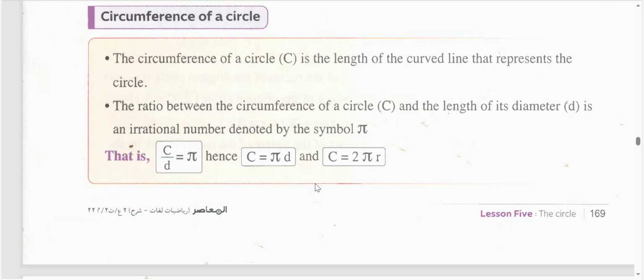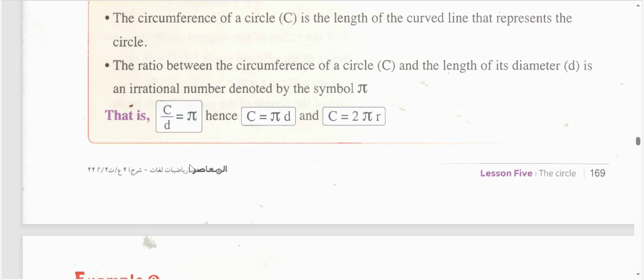Now we will find the circumference of a circle, equal to 2 pi r or pi times d, where d is the diameter. The ratio between the circumference and the diameter equals pi.